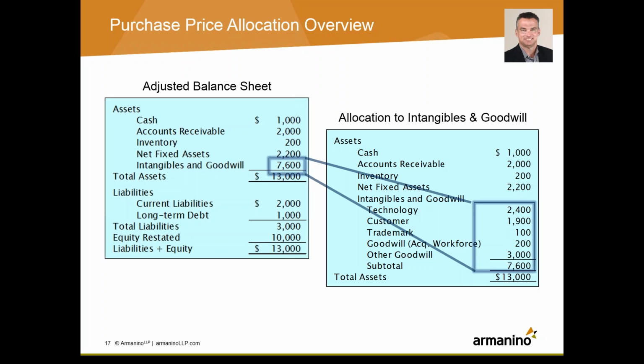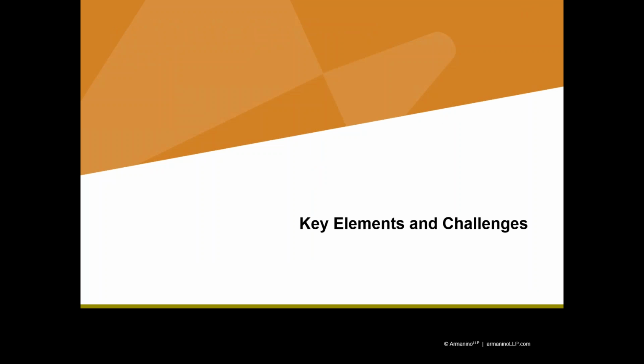Just an FYI, that's a not uncommon ratio. The technology is worth the most, and the customer base is worth a little bit less than that, and then the trade name or trademark is worth a fair amount less than that. Then we have goodwill, which on the balance sheet would simply be goodwill, but here we want to show that we actually value the acquired workforce as an intermediate step in valuing the most valuable intangible asset. So that's 200,000 here, and then other goodwill is simply the residual so that the total intangible assets equal 7.6 million on the left. Okay.